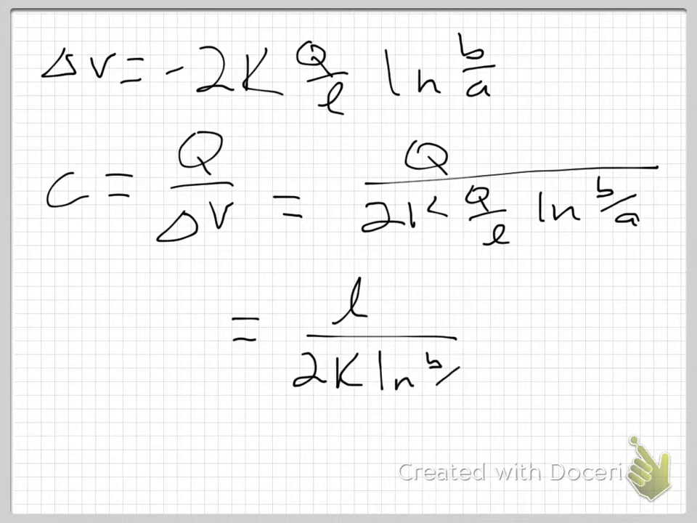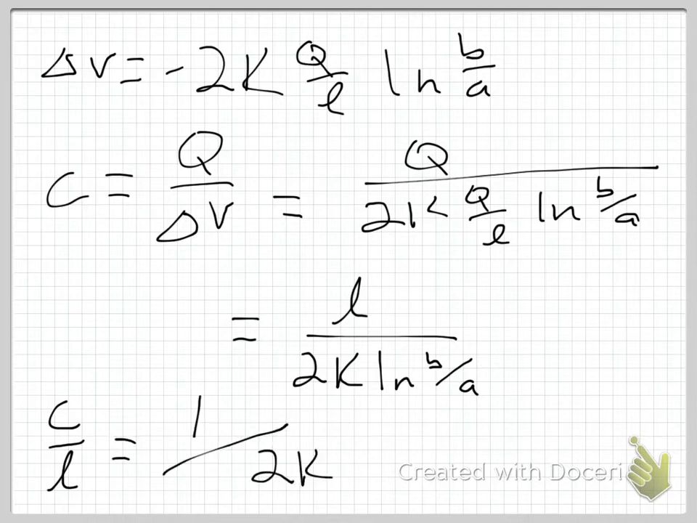Now, if I'm interested in the capacitance per unit length, you can probably see what's going to happen here. I just divide through by L, and I get my capacitance per unit length is equal to 1 over 2k log b over a.